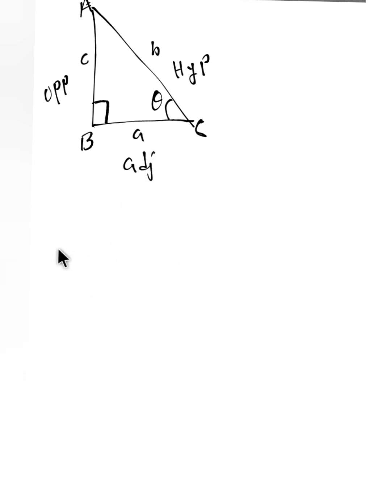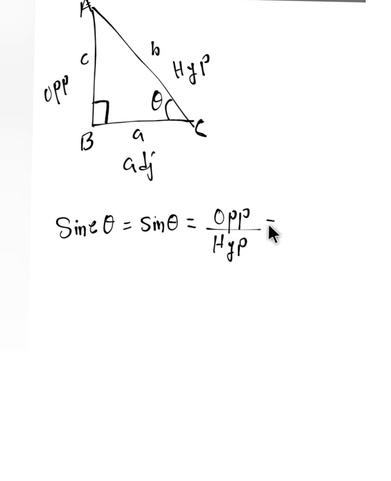The trigonometric ratios follow. The first one is the sine of theta, which is abbreviated as sin, also called sin theta, and is equal to opposite over hypotenuse. So it will be equal to c, which is opposite, over hypotenuse, which is b. So sin theta is equal to c over b.